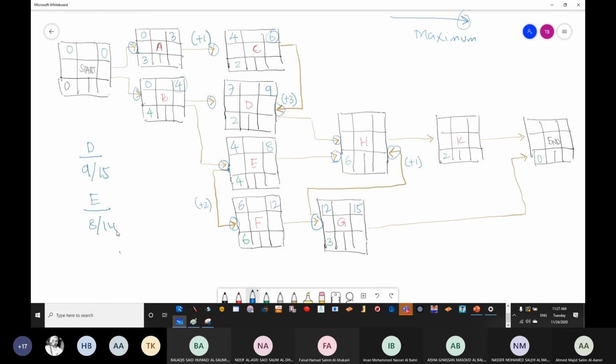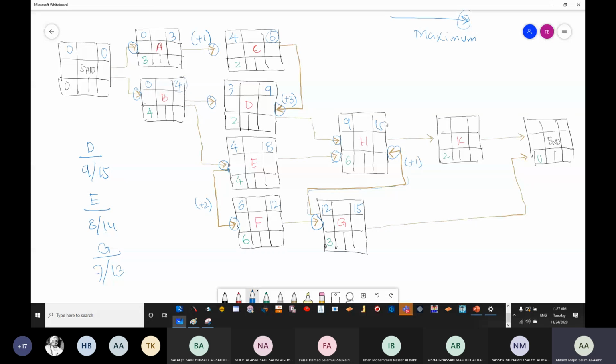The third option is coming from 12. So you can see that 12 plus 1 is going to be 13. So 13 here. 13 minus 6 is going to be 7. So the third option, which is Z, is going to be 13 and 7. Which one to be chosen? The one to be chosen is the maximum. So it's going to be 9 and 15.